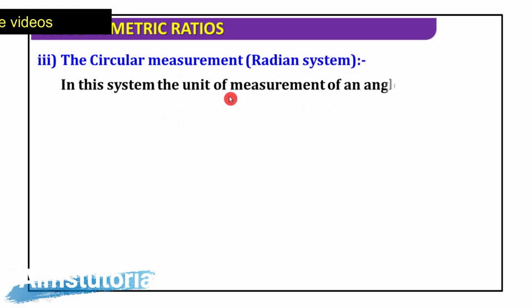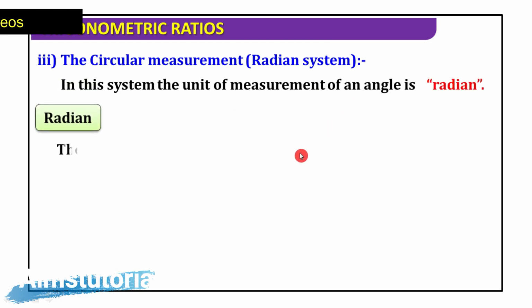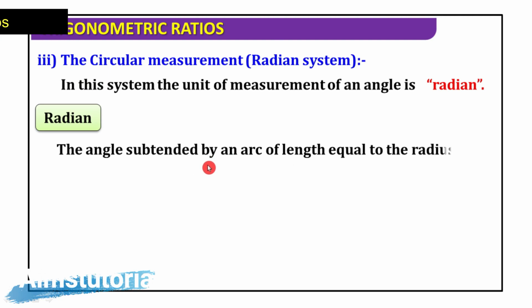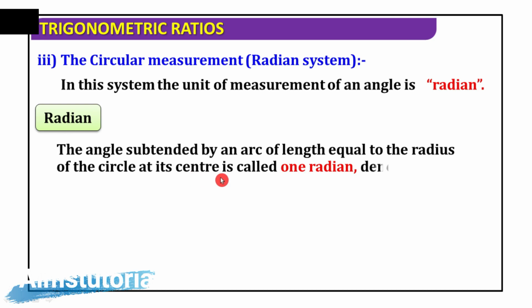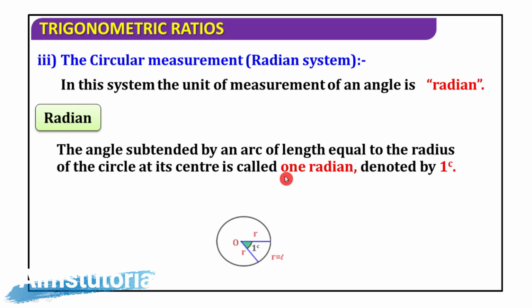In this system, the unit of measurement of an angle is radian. What is a radian? The angle subtended by an arc of length equal to the radius of the circle at its center is called 1 radian, denoted by 1 radian. 1 power c is read as 1 radian. The angle subtended by an arc of length equal to the radius of the circle at its center is called 1 radian.